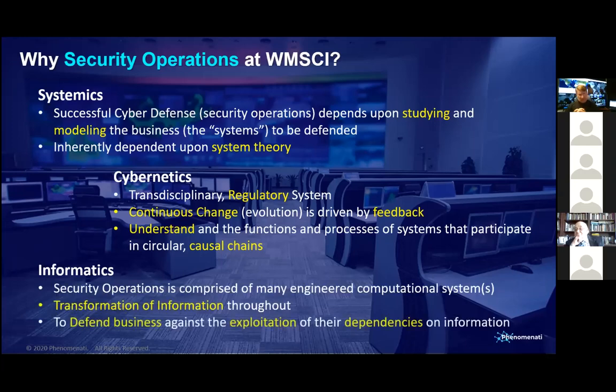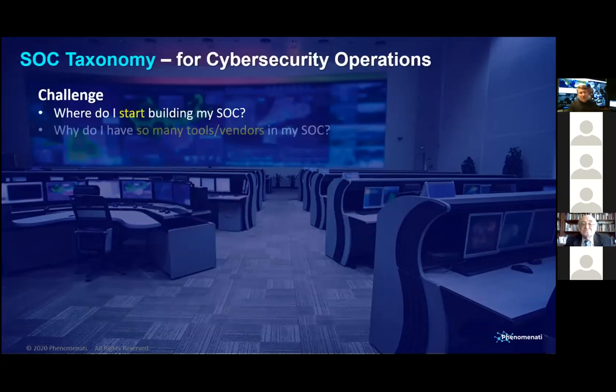And the last piece, of course, is informatics. Security operations is all about computational systems. They themselves transform information, but it is about defending the business to prevent those that would exploit our dependency on information. It comes down to that information flow. So I think it's a good fit. I was here 4 or 5 years ago and did one of the keynotes. This is going to be a different session, but we're going to touch on some of those themes from before.